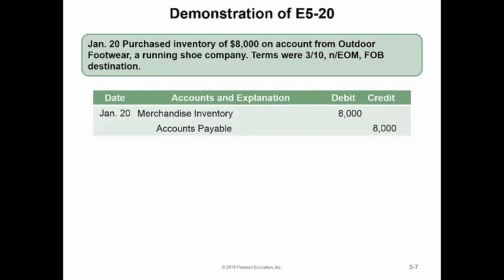And this term is FOB destination. So that means the title transfers when it gets to the buyer's door. When the goods were in transit, they still belonged to the seller because the title doesn't transfer until it gets to the destination. So we are the buyer, so we are not going to be responsible for freight at all in this example. We're going to debit merchandise inventory for $8,000 to increase our asset account, and we're also going to increase the liability by $8,000.